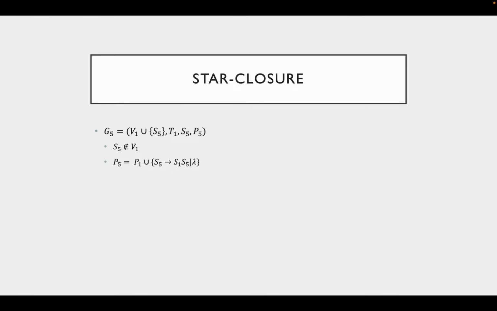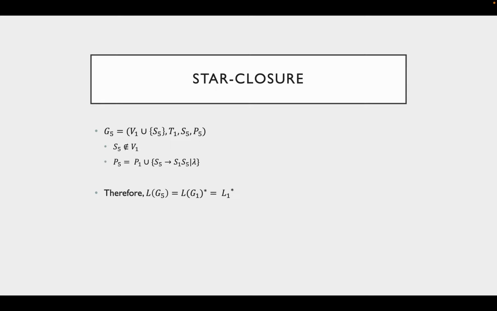Here, S5 is not in V1, and so it's a new symbol, is all that means. And we have our new set of productions, P5, and P5 includes all the productions from P1 and one new production. S5, our new starting symbol, can either go to S1 S5, which would basically concatenate the language with itself, which is what star closure is, or lambda. Because star closure includes the empty string, we have to be able to go straight to the empty string to make sure it's included in the language.